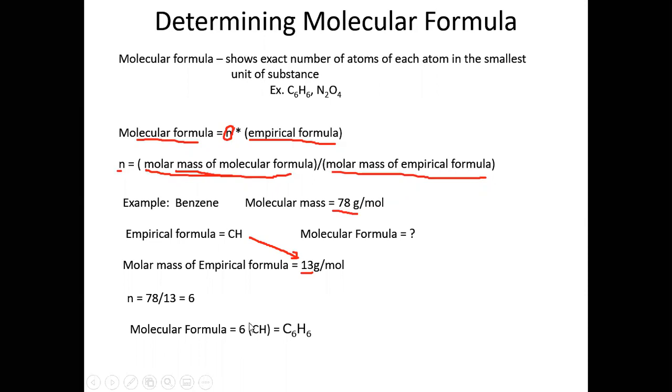And so all you do is take that number and multiply it by the empirical formula. And so we get C6H6. So we're doing the exact same steps as for the empirical formula, just one step after that, we have to determine the ratio in order to multiply by the empirical formula to get the molecular formula. And sometimes this n can be 1. So sometimes a molecular formula can be the same as the empirical formula.